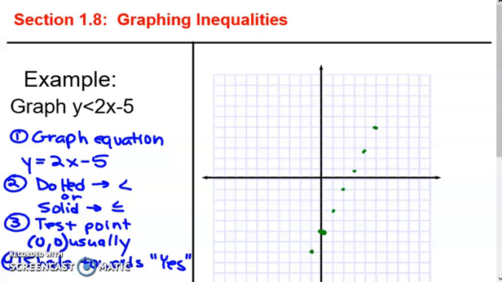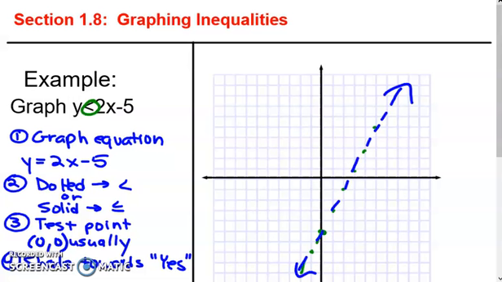All right. We're going to ask ourselves, is that line going to be dotted or solid? Well, notice this is less than, there's no line underneath, so it is going to be dotted. I'll go over it in blue.